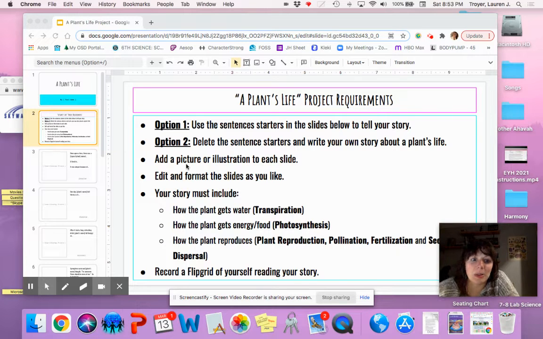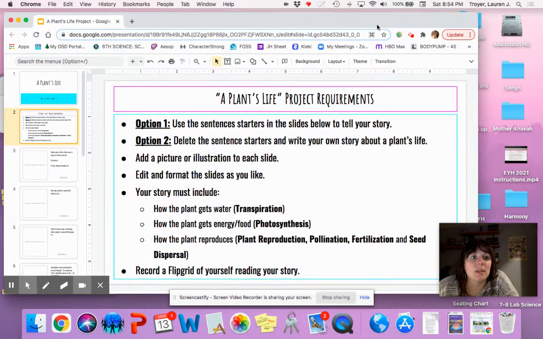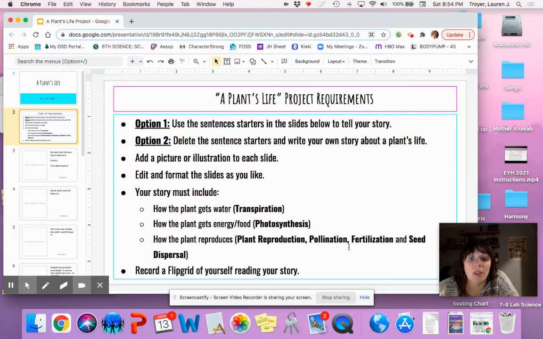The story must include how the plant gets water, transpiration, how the plant gets energy, food, photosynthesis, how the plant reproduces. So that includes pollination, fertilization, and seed dispersal.